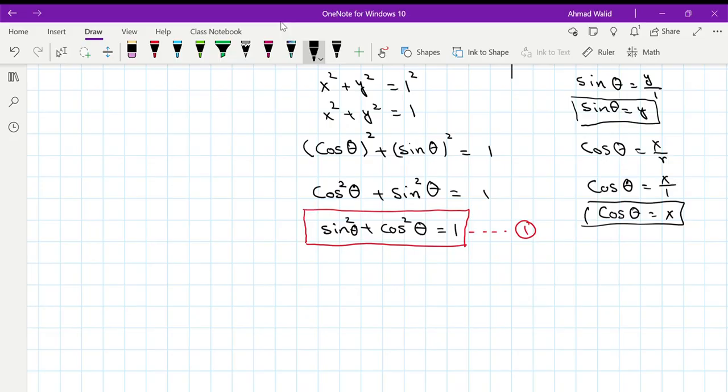Now, copy this equation again here. Sine square theta plus cosine square theta equals 1. Let's name this one equation number 1. Let's divide all terms of this equation number 1 by sine theta.